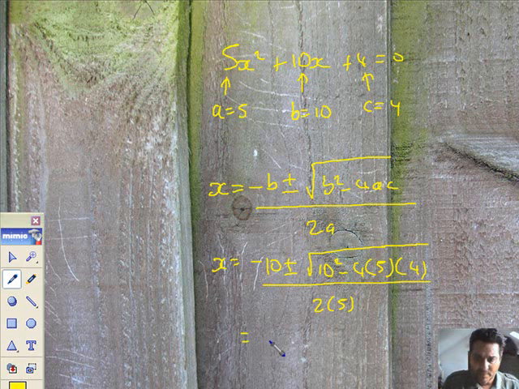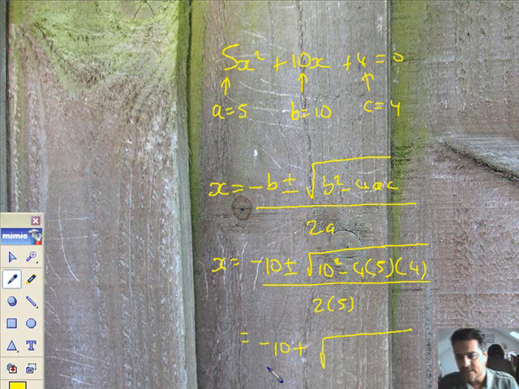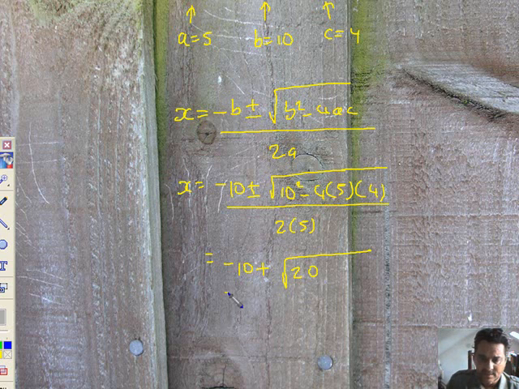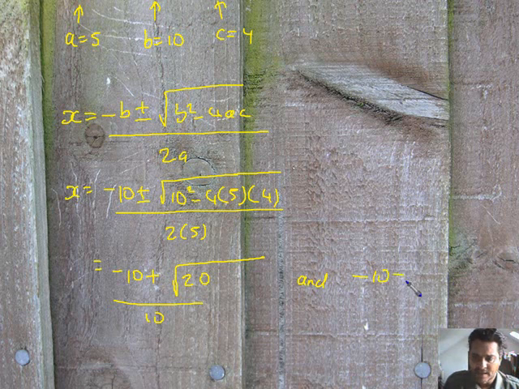I won't get this done in one page. So anyway, minus 10 plus, let's just work out this little bit here. 10 squared is 100, 4 5s are 20, and 4 20s are 80, so it's basically root 20, isn't it? So I've got that all over 10, and let's do the other solution here, minus 10 minus root 20 all over 10. So you get two answers straight away.